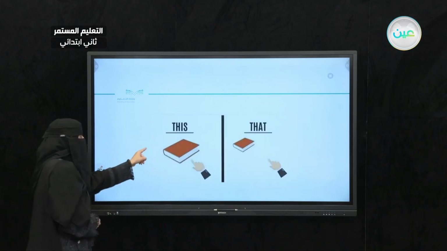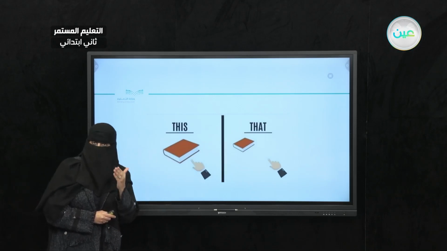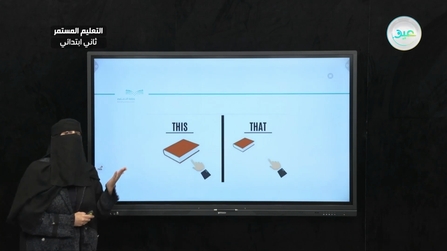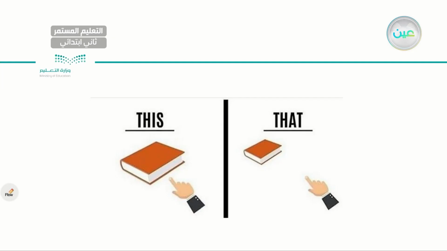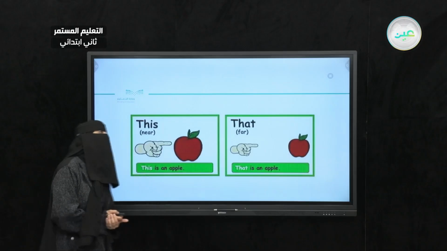So let's start. Pointing at an item that is close or near the speaker, in that case you will be using this. This is a book. But let's say the item is far away from you, and again remember it's singular, we will be using the demonstrative pronoun that. That is a book. Another example. This, and the apple is near. This is an apple. But let's say the apple is far away. That is an apple. Remember, we only use them with singular.